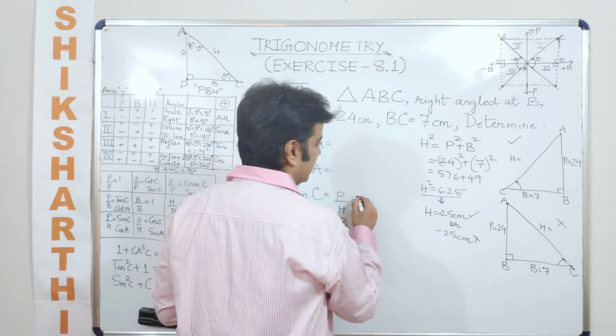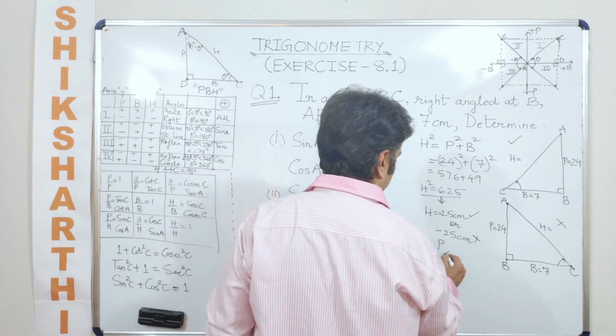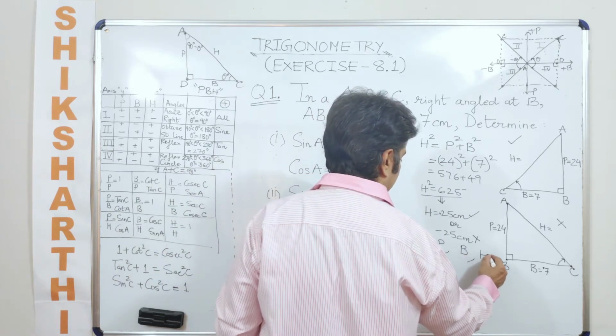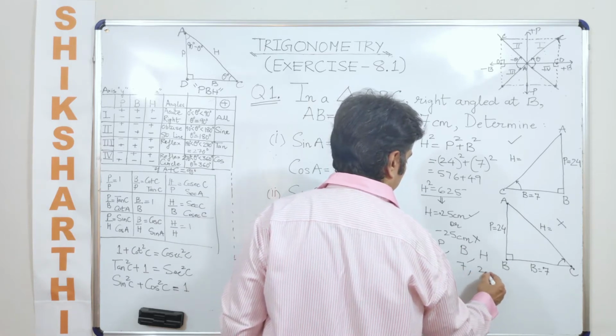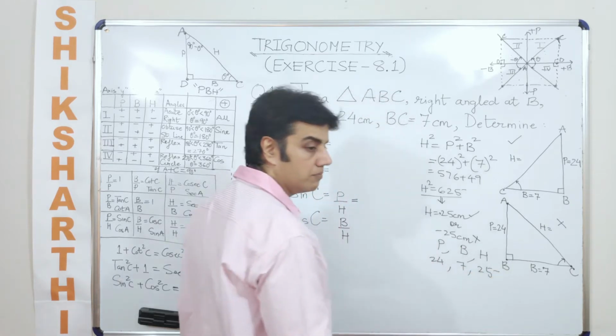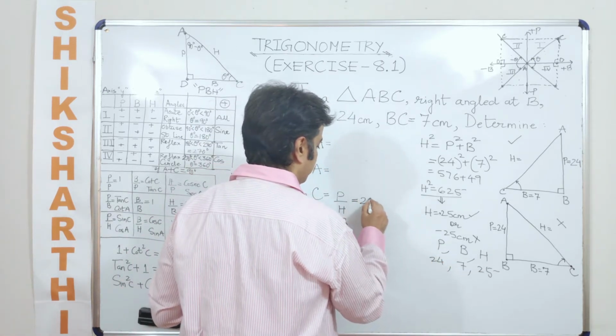So in this case, for sine C, can we just write down the values of P, B, H? So let's say PBH, it becomes easier. So perpendicular is 24, base is 7, and the hypotenuse is 25. Right? So how much is P by H? 24/25.